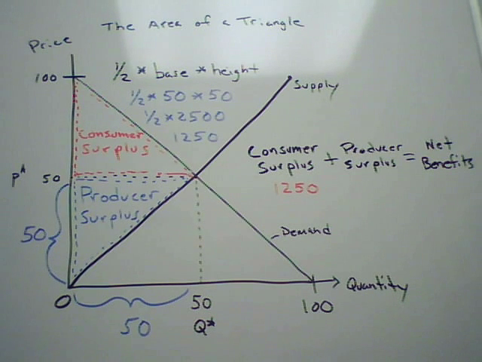We also are estimating the area for producer surplus using the same formula, 1/2 base times height. Well, the base is from 0 to 50. The height is from 0 to 50. So I have 1/2 times 50 times 50. Again, 50 times 50 is 2,500. 1/2 times 2,500 is 1,250. So producer surplus is 1,250.